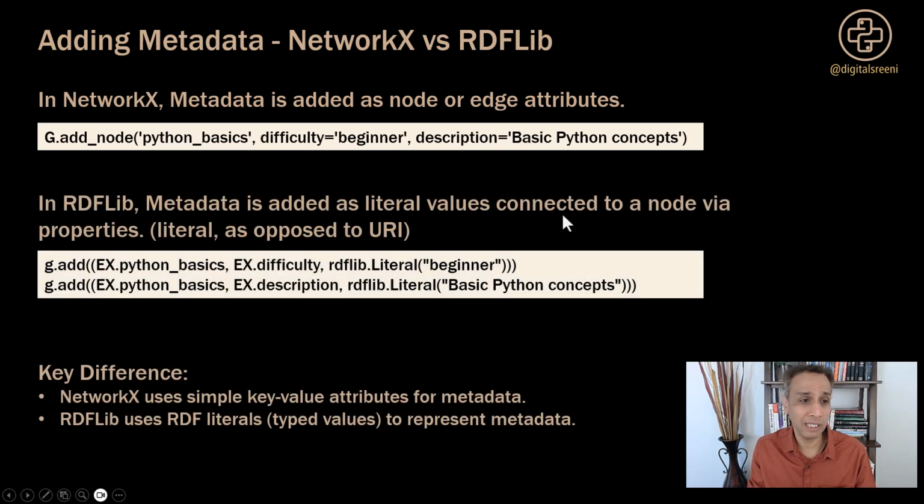If you want to do the same in RDFlib, again, you're adding Python basics and the difficulty as an RDFlib Literal. I'll talk about that when we get to code. Literal basically means this is not a URI, so it's not like example.org/beginner or something. When you add this attribute, beginner, we are adding that as a literal, which is just a string literal. Again, which means it's not a URI. When you put ex. by default, you're saying, hey, this is a URI and not a literal. So same here, you're adding another literal right there called basic Python concepts.